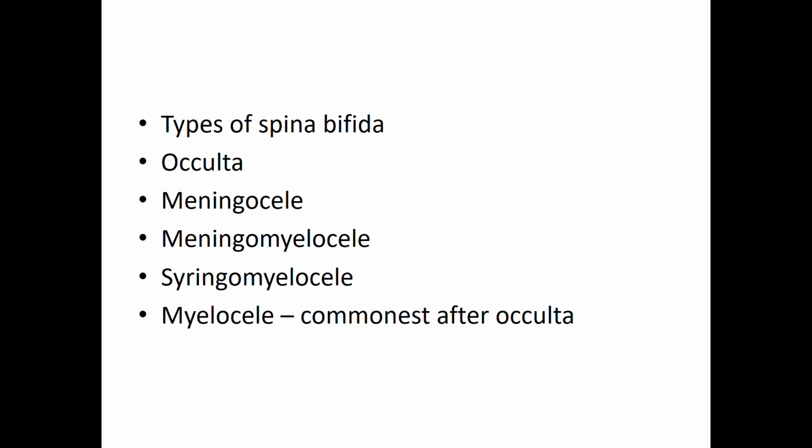So the first variety is spina bifida occulta. Then you have the meningocele, meningomyelocele, syringomyelocele, and the myelocele. Now, the most common type actually is the myelocele. But in myelocele, the child usually doesn't survive, and there's a stillbirth. So it's supposed to be the most common, but since the child is not alive, spina bifida occulta is taken as the most common type. After that, you have the meningomyelocele, which is very common. Myelocele is the most common, but if the child is not born, that's why it's not taken into consideration.